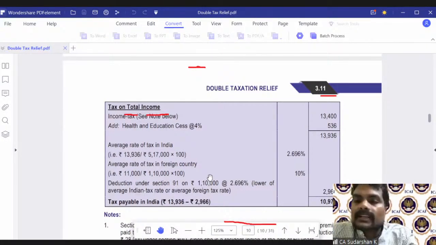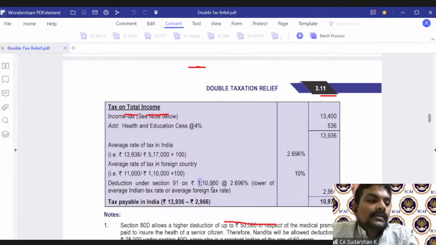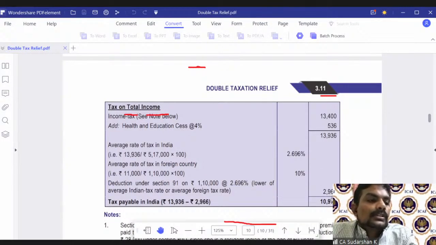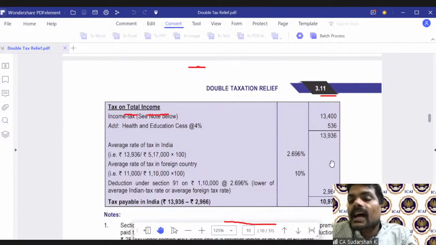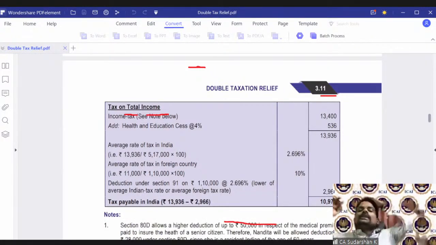So therefore, the doubly taxed income is the foreign income of 1,10,000, at 2.7% works out to 2,966 or 3, whatever. That is what I'm eligible to claim as relief, and my tax payable will now come to 10,970. Had I been given a full tax credit, my tax payable, if you recollect, came to only 2,936. That is, whatever foreign tax amount I suffered, the entire foreign tax would have been given as credit. I would have paid only 2,000 something.